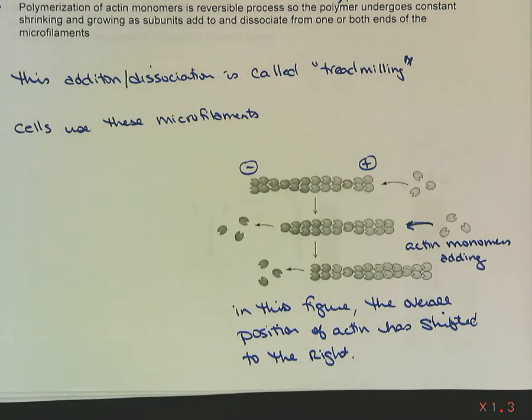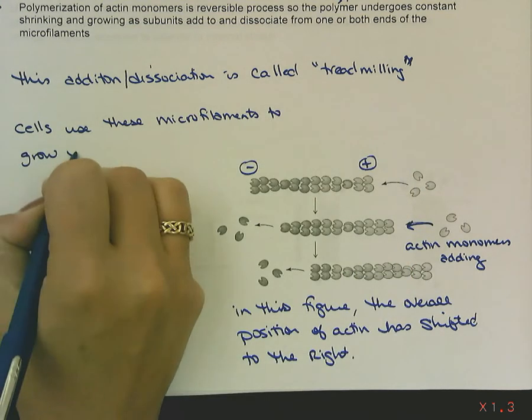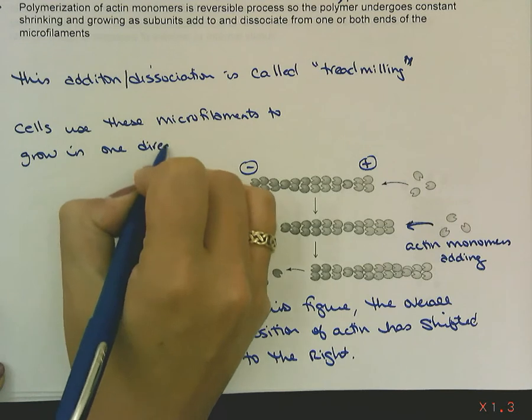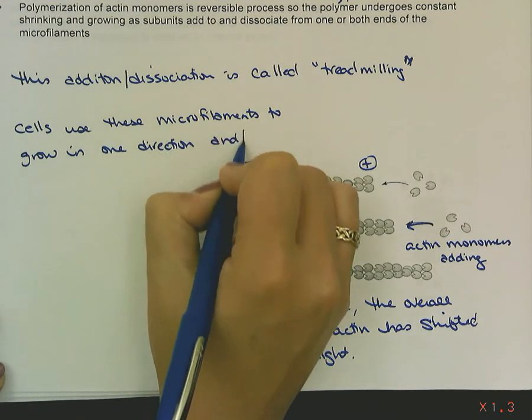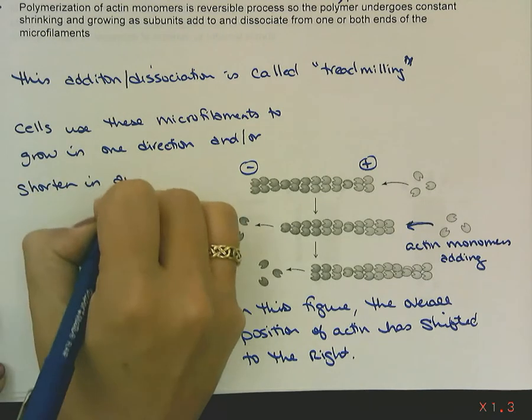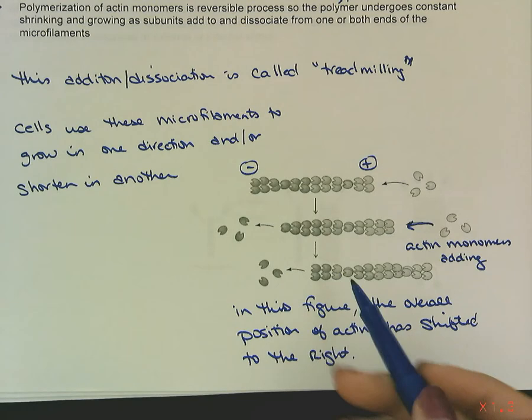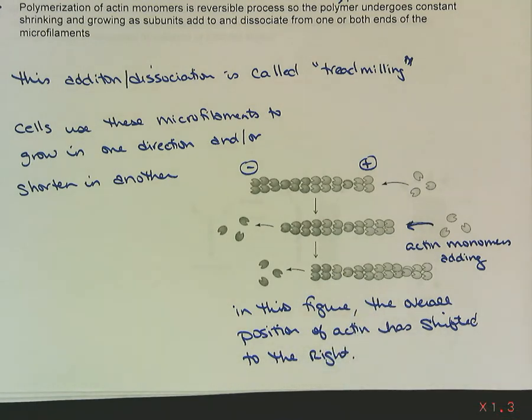So cells are going to use these microfilaments to grow in one direction and or shorten in another. Which is what allows your cells to kind of, we'll call it move, or at least stretch out in different directions. You're thinking of your biology, looking through the microscope, and the cells seem like they're kind of growing and then like that kind of thing. It's the microfilaments that's allowing your cells to move around like that.